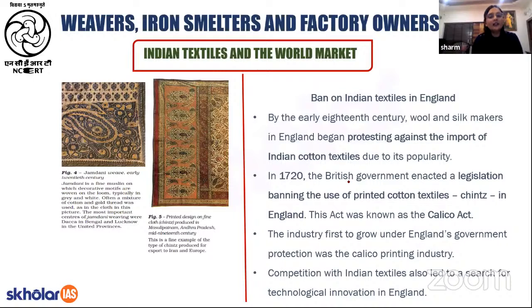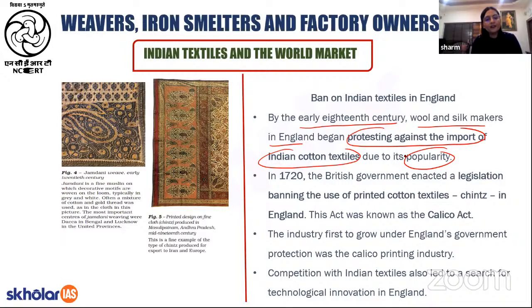So students, herein you must know that by the early 18th century, the wool and silk makers in England had started protesting against the import of Indian cotton textiles due to its popularity. Also students, as a part of this, in 1720, the British government had enacted a legislation banning the use of printed cotton textiles, that is chintz, in England, and this particular act came to be known as the Calico Act.